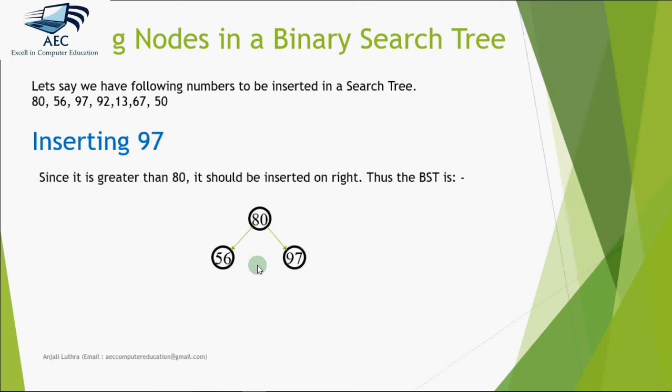Then the next number we have is 97. Again, I check it with 80. It is greater, so it should be inserted on the right. So my tree looks like this. We've got 97 on the right of 80, 56 on the left of 80.